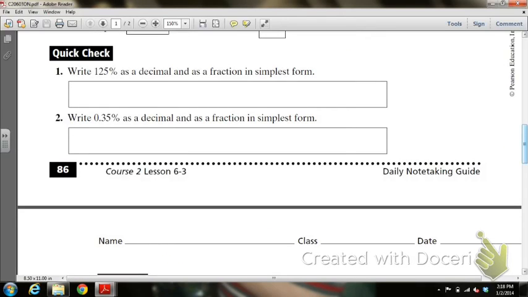In quick check 1, you have a big percent. They want you to write it as a decimal and a fraction, so make sure you give 2 answers. And in quick check 2, you have a really small percent, but again, they want 2 answers, a decimal and a fraction. So pause the video and try those quick checks before moving on to the next part.